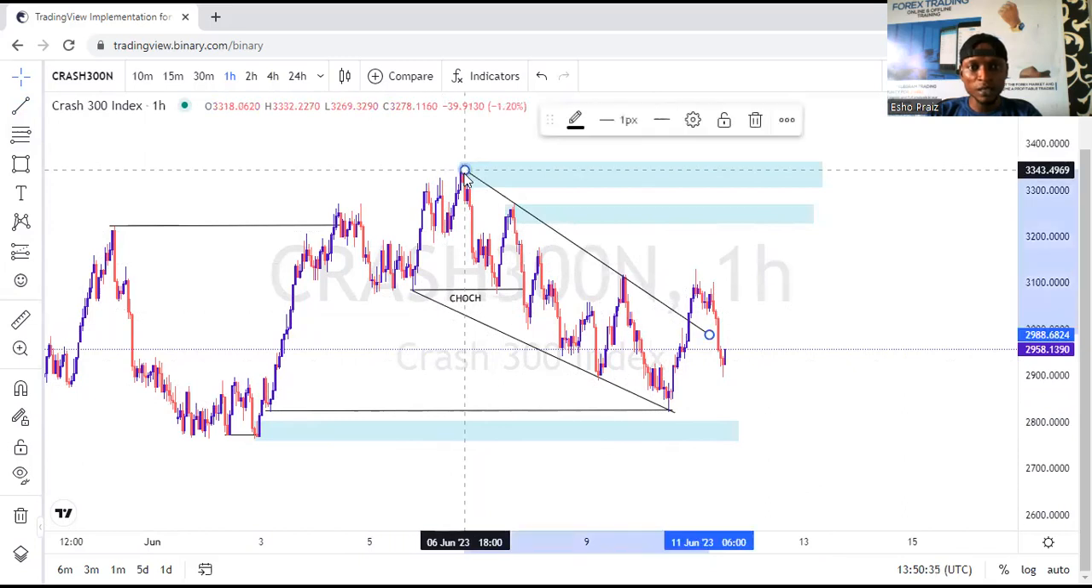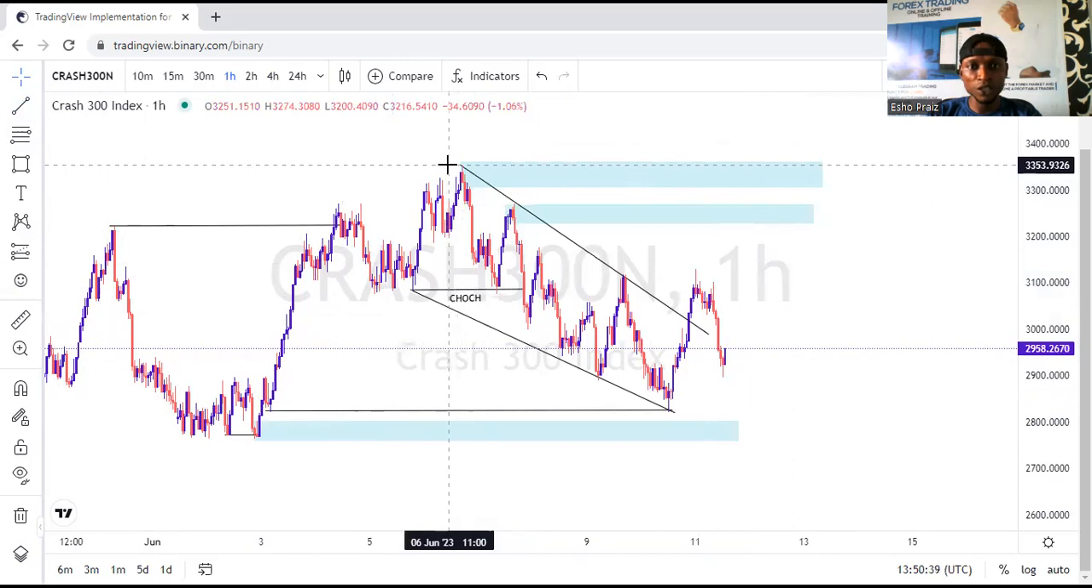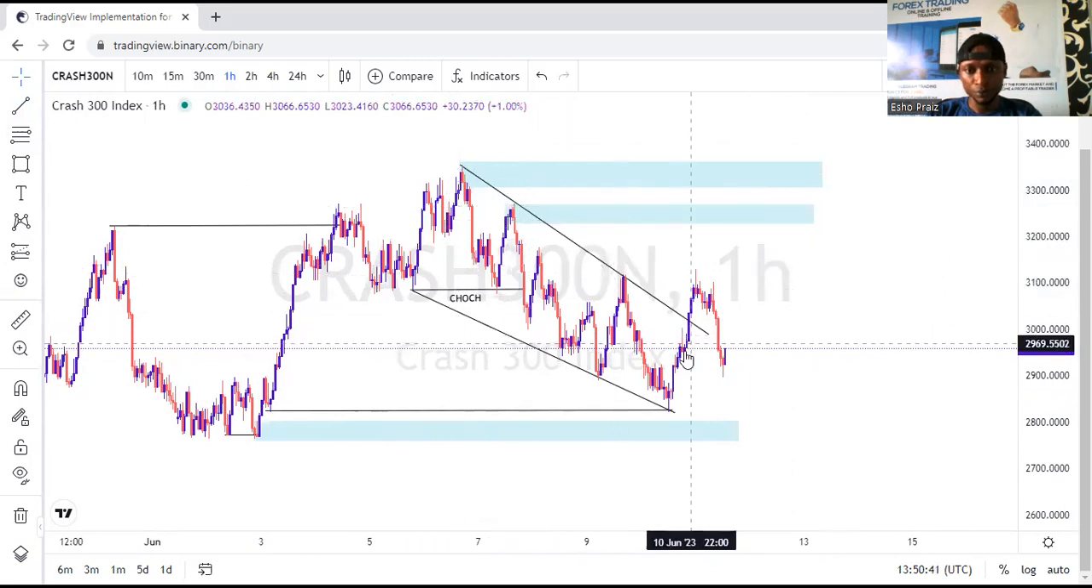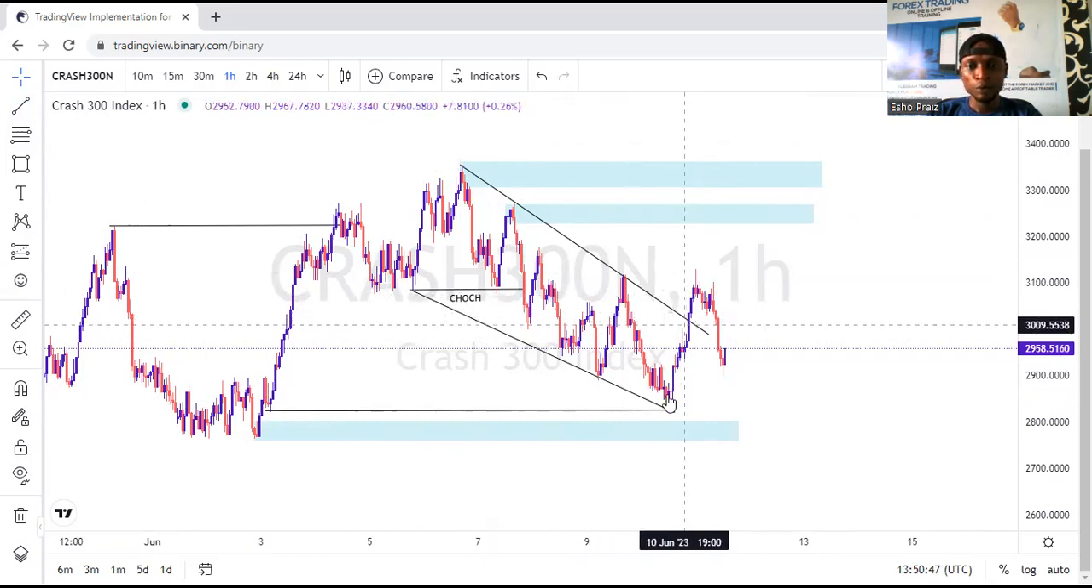First touch here, second touch, third touch. Look at it. My TP was around this place. Here, this place. So I start buying the market from this particular zone.